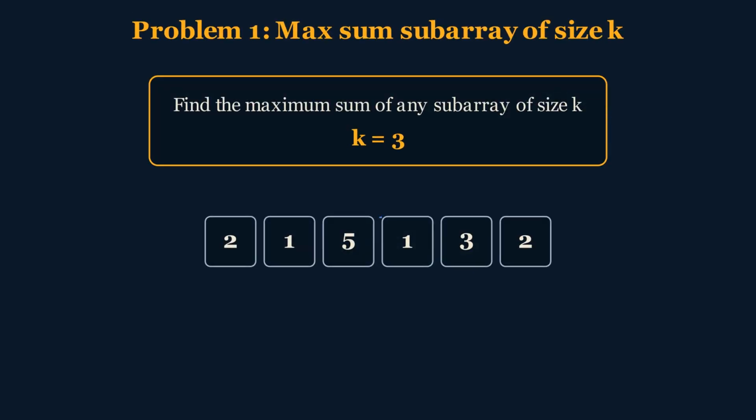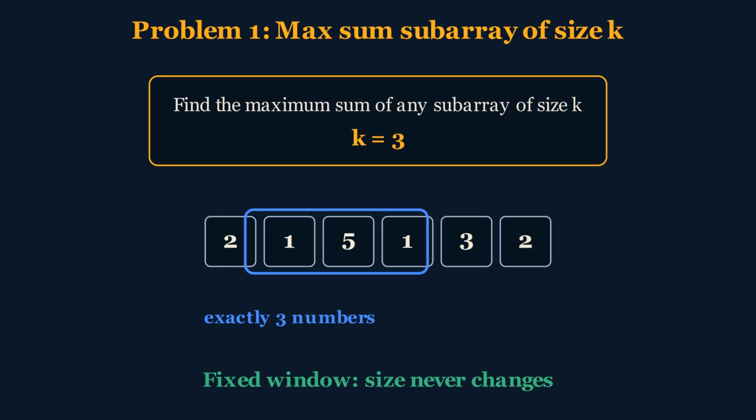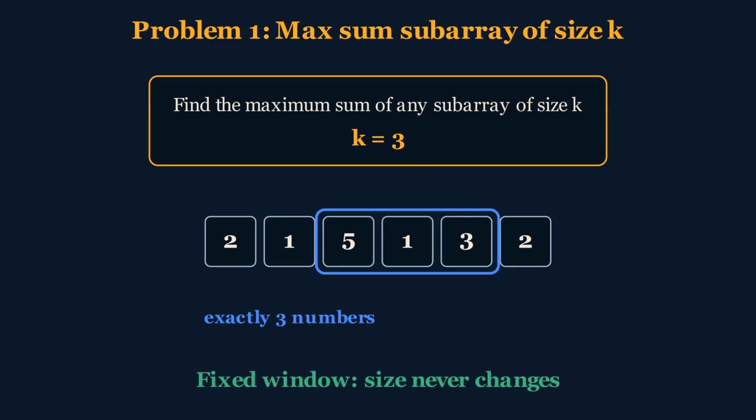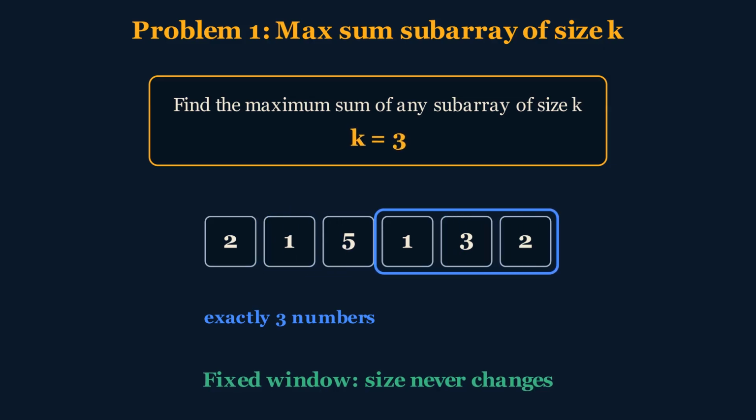Let's solve a classic. Find the maximum sum of any subarray of size k. Here k is 3, so every window must contain exactly 3 numbers. The size never changes. That makes this a fixed window. We slide a box of size 3 across the array and track the biggest sum we see.